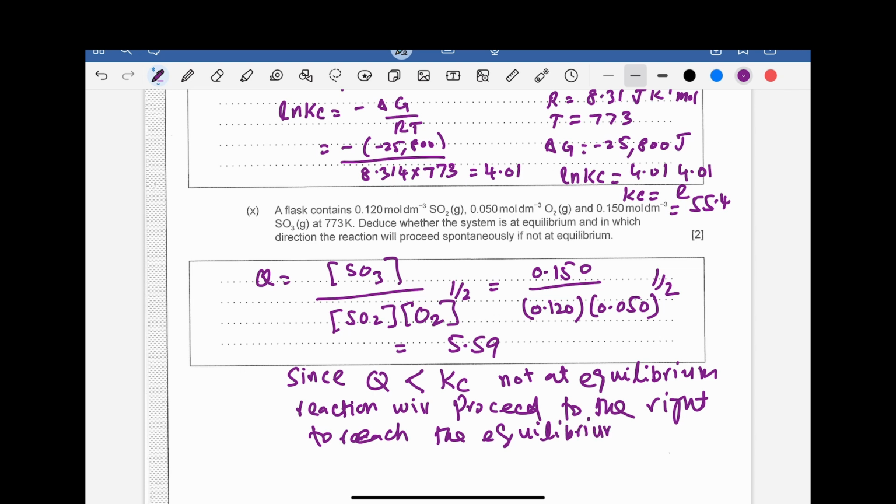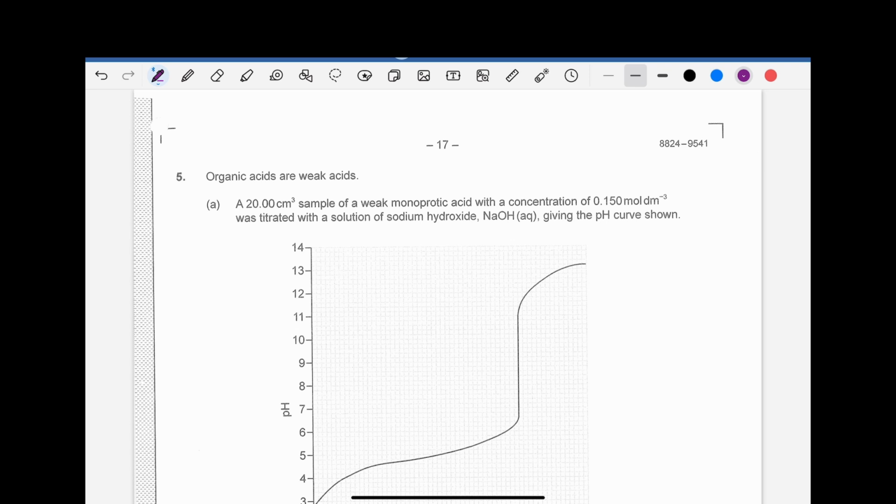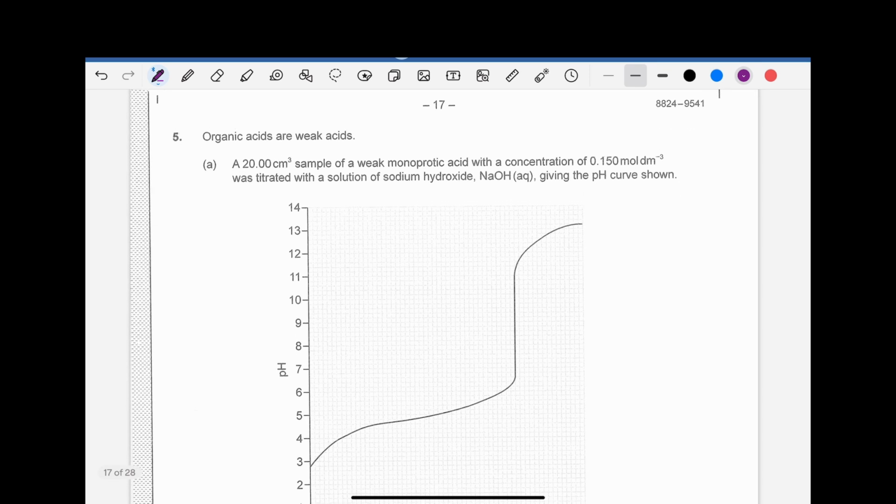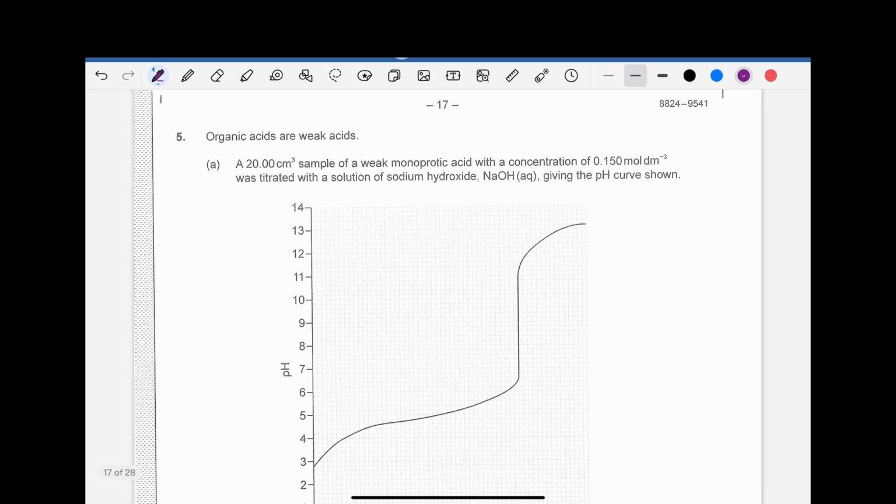Reaction will proceed to the right to reach the equilibrium. Here's a 20.00 cm³ sample of weak monoprotic acid with a concentration of 0.150 mol per dm³ that was titrated with a solution of sodium hydroxide, giving the pH curve shown.